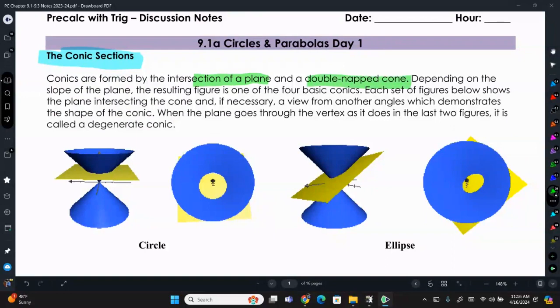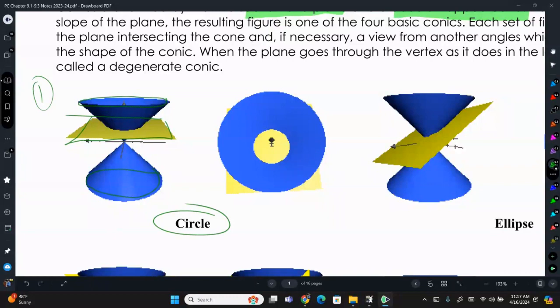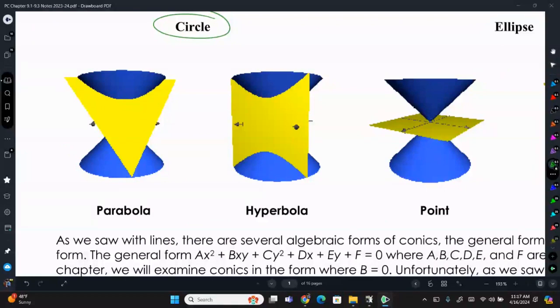So basically two cones on top of each other, but the points are touching. And depending on how that plane is intersecting one or both of the cones, you get some different shapes. If the plane is parallel to the bases of the cone, because here's your base of the cone and here's another base of the cone, if that yellow plane is parallel to that, we get a circle. And we've done circles before, so that's the first shape that we're going to talk about. Then the second shape we're going to talk about is a parabola. And we've talked about parabolas before.